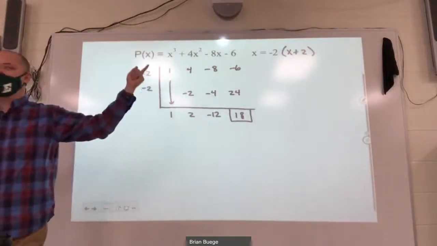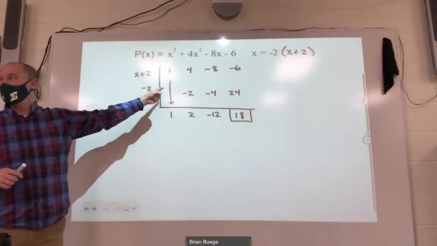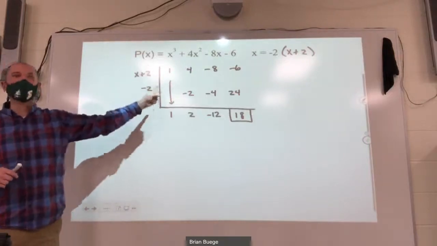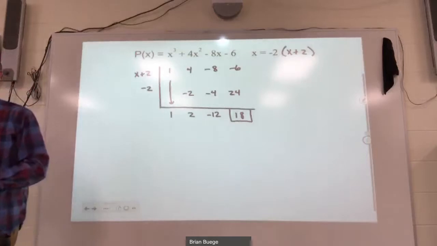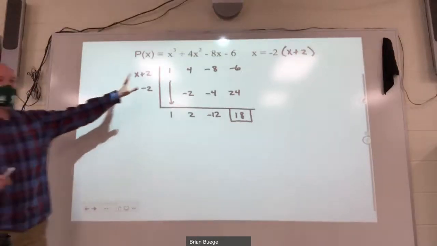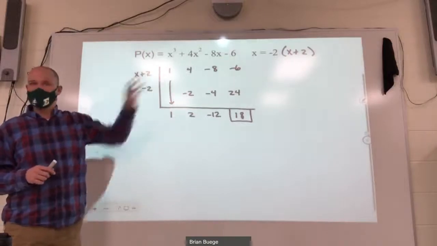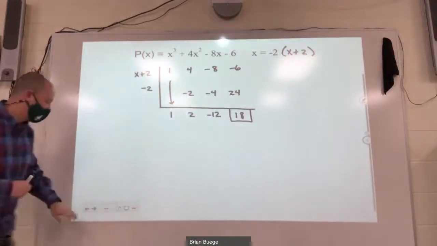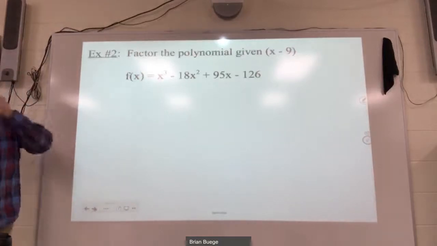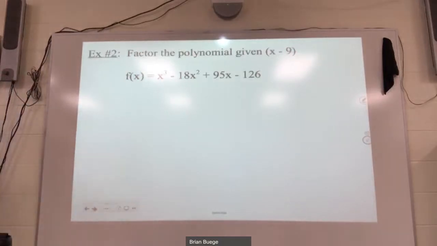And notice, that's a whole lot faster than having to go through all that long division to try to figure it out. So this one I wanted to just give you an idea, just to see the process, the setup, see what's going on from there. Now, let's take a look at this one. Next one. Back to this polynomial given x minus 9.